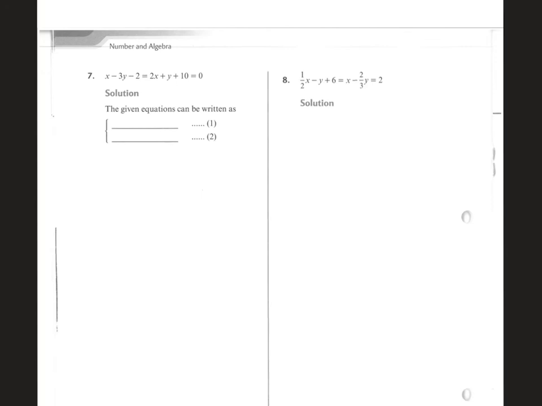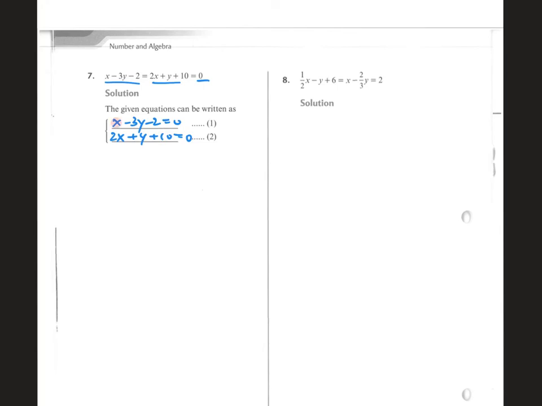That's good. We go to the last 2 questions. And this time you have to split it into 2 equations. One is x minus 3y minus 2 equals 0, while the other one is 2x plus y plus 10 equals 0. And then let's recall the idea.